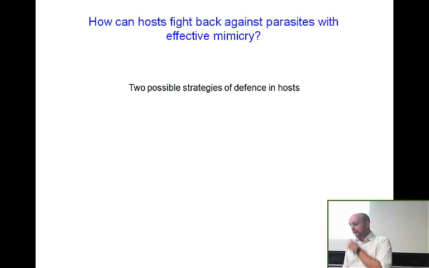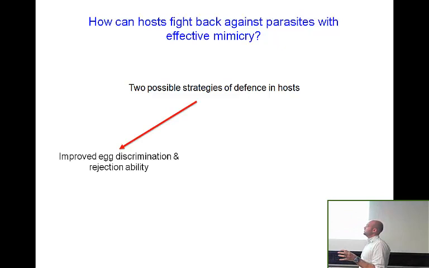So one of the other questions that we were interested in is how can hosts fight back when they're faced with parasites that have highly mimetic eggs? What strategies could they evolve or refine? And very broadly speaking, there are two different routes that they might go down. They might improve their ability to identify and reject foreign eggs in the nest. That is, they improve their discrimination behaviour so they're just more likely to reject eggs that are similar.